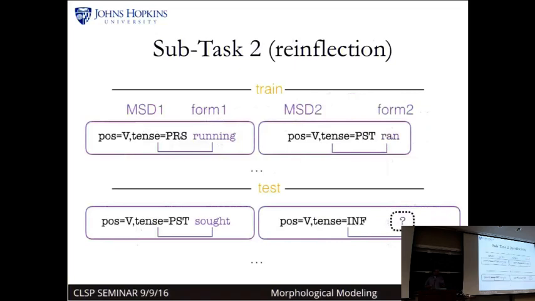So subtask 2, a slightly more complicated version, which we call reinflection. In this case, instead of a lemma as input, you are given an actual inflected form along with its UniMorph feature vector. So you were given the input inflection and the input analysis. You were given a desired output analysis, and you had to produce the corresponding form. So in this case, if you got sought and past tense as the input, and you were told, give me the infinitive, you were supposed to produce seek.